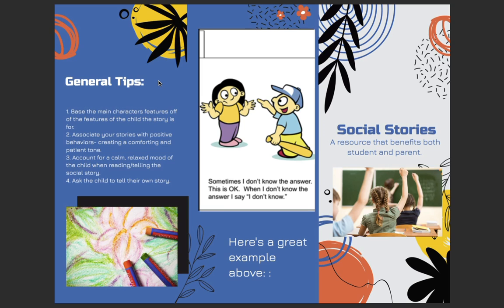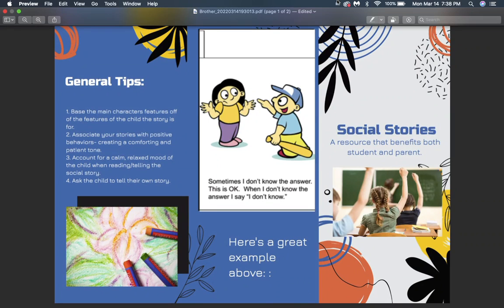And so I took a screenshot, and now we're back to this middle one. If we fold the template, this is the very back. Here's a great example of a social story. I wish I could show a bunch of pieces of it, because sometimes it can be a book and sometimes it can be just a little clip. But for this one: sometimes I don't know the answer, and this is okay. When I don't know the answer, I say, I don't know. So it's just giving the kids responses for certain social events.